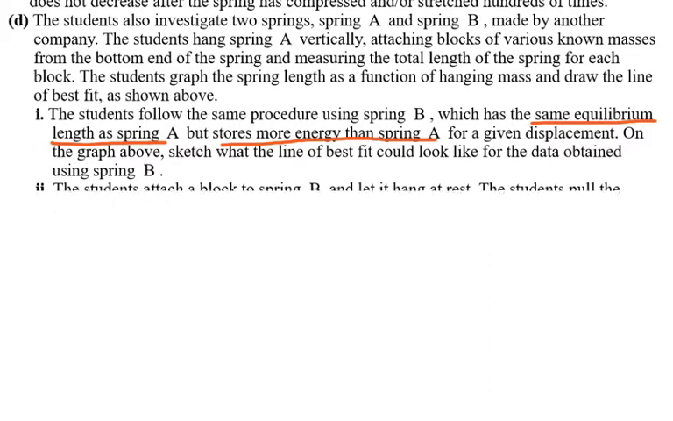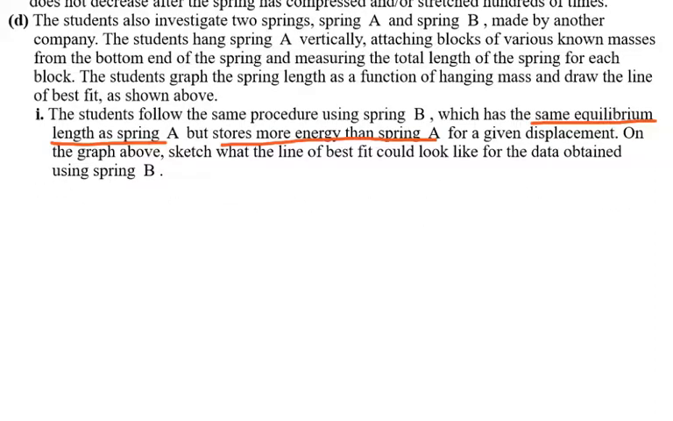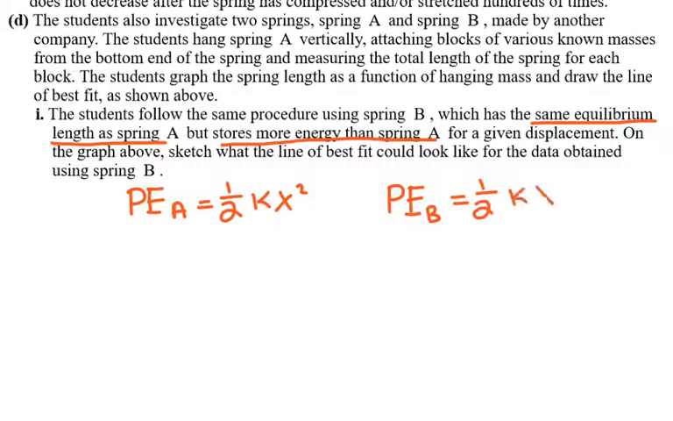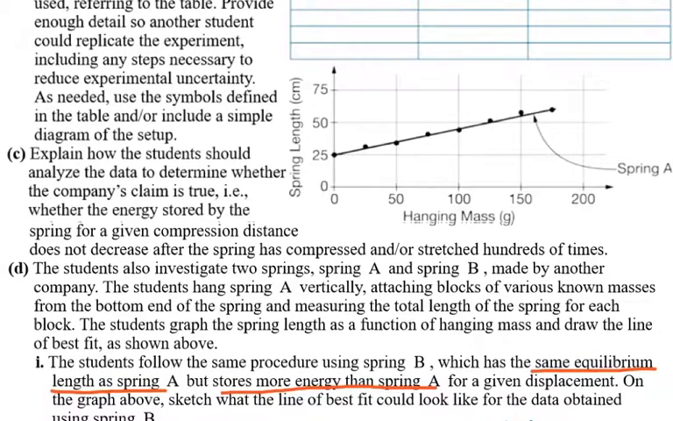I can write it this way. Potential energy of spring A is equal to 1/2 kx squared, and potential energy of spring B is equal to 1/2 kx squared. They tell me that they stretch the same, but B has more energy. For B to have more energy, you have to have a larger k. So let's go back to the graph right here and see.